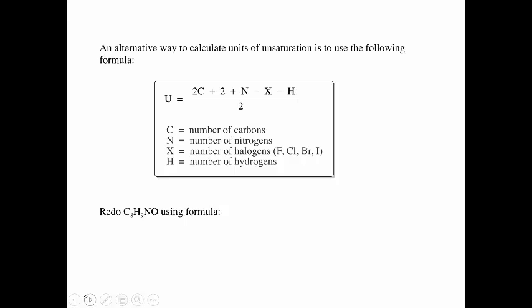Alright, so let's redo that C8H9NO using the formula, and you'll see this is a little quicker. U equals 2 times the number of carbons, that's 8, plus 2, plus 1 nitrogen, minus X, there are no halogens, so that's 0, minus 9 hydrogens, divided by 2, and if you calculate that, we get 5 unsaturations. Voila! Same exact number, so you can use either method, both are fine with me.